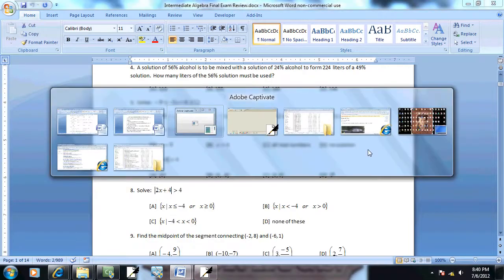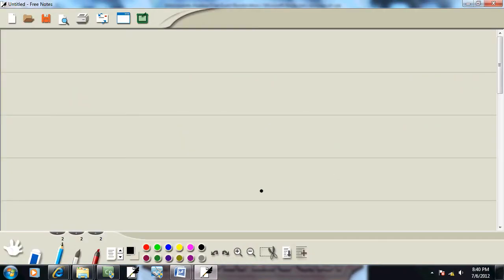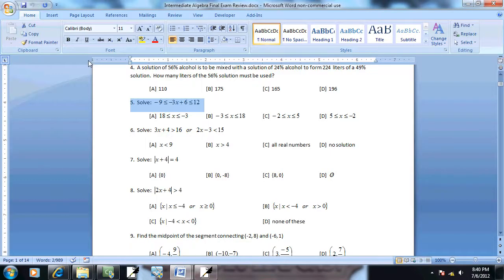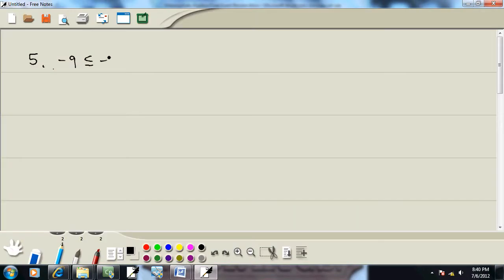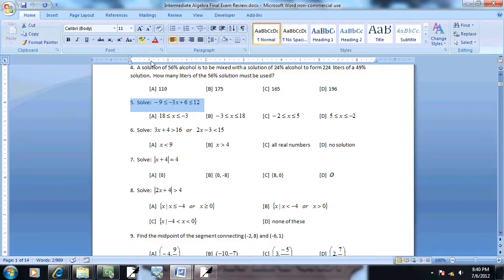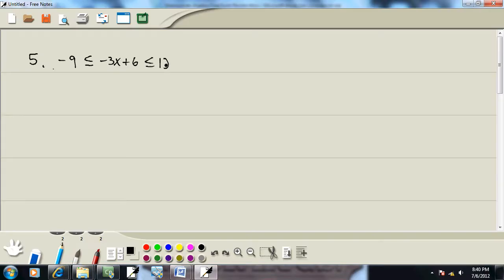So let's take a look at this problem. Follow those steps. What problem is this? 5. Okay, so we got -9 less than or equal to -3x plus 6 is less than or equal to 12. First step, get rid of parentheses. Don't have any. Second step, get rid of fractions. Don't have any. Third step, get everything with an X in the middle, numbers on the other 2 sides.